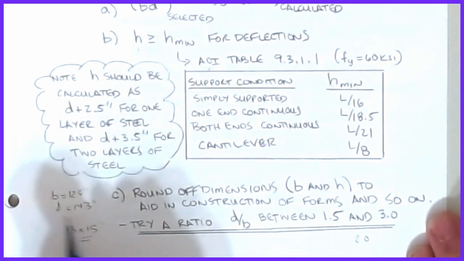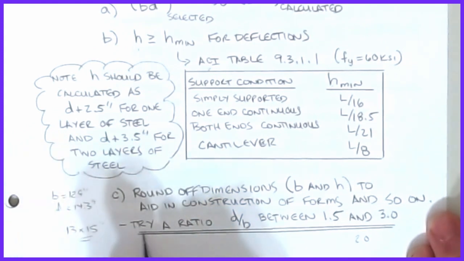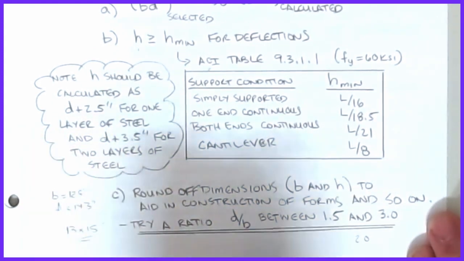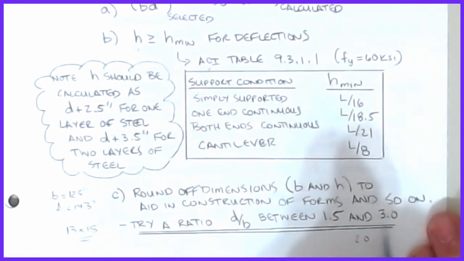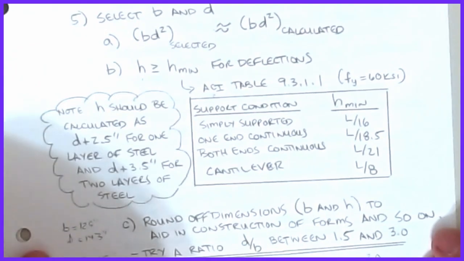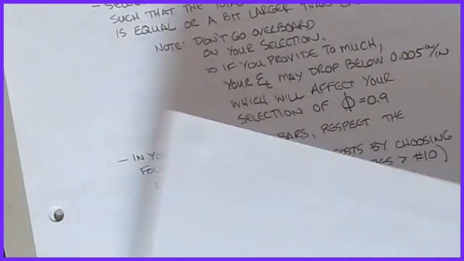All right. When I make my selection of B and D, I try to keep a ratio of D to B somewhere between 1.5 and 3. Now, obviously, my example doesn't fit that, but in practice, I'm looking for something in that range. 2.0 seems like a pretty convenient value, so that one will give you an economic section. Your area of steel won't be too outrageous, generally speaking. So that's how we start to choose our Bs and our Ds for this.